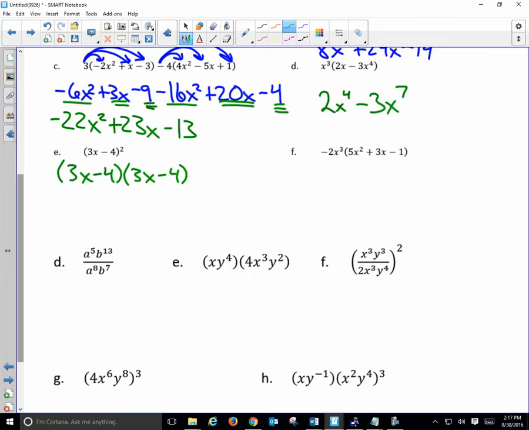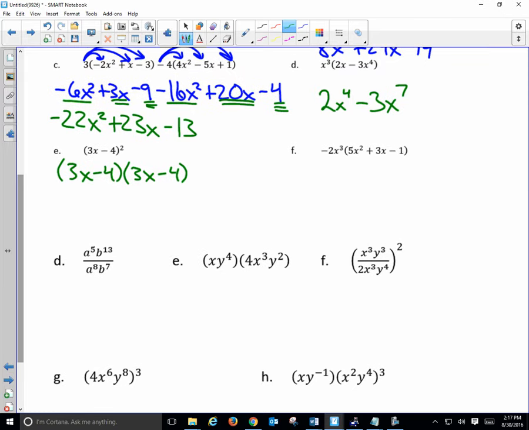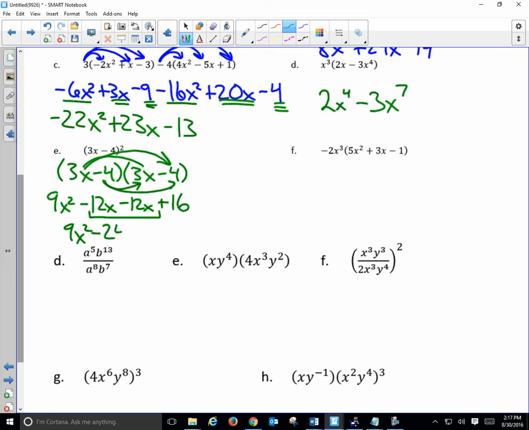So now I will do it kind of like how we did problem B. 3x times 3x is 3x times negative 4, negative 12x. Negative 4 times 3x is negative 12x as well, and then plus 16. Combine these terms in the middle, 9x squared minus 24x plus 16. You try F.